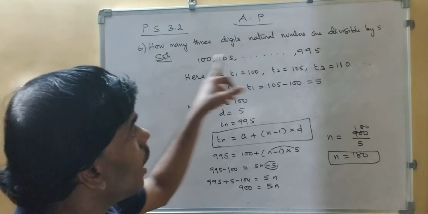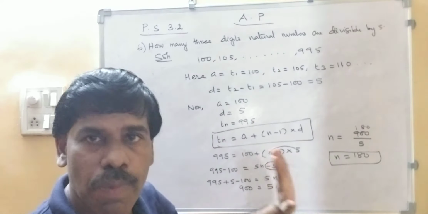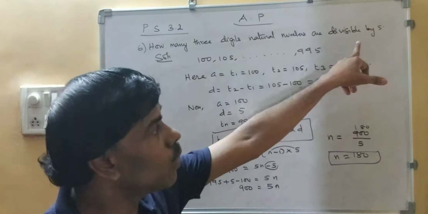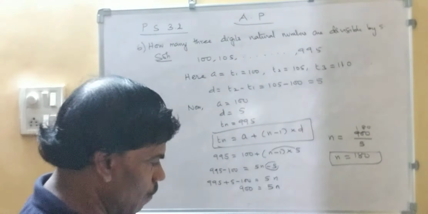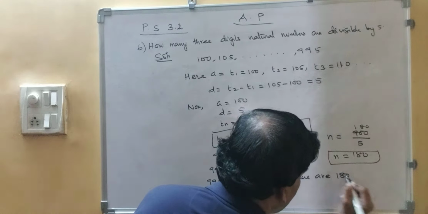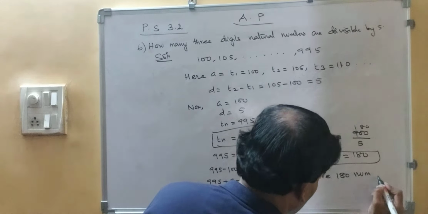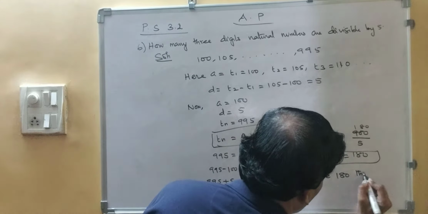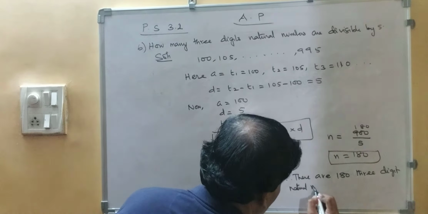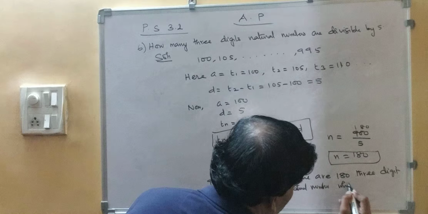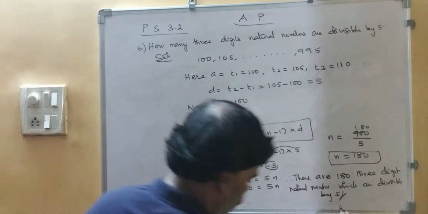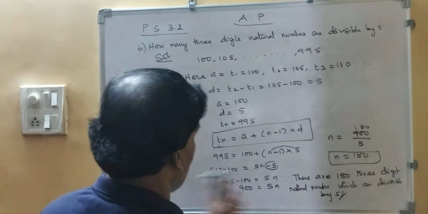Therefore, how many 3-digit numbers are available which are divisible by 5? There are 180 numbers between 100 to 1000 which are divisible by 5. Therefore, there are 180 3-digit natural numbers which are divisible by 5. That is the answer. Now, next one we will see.